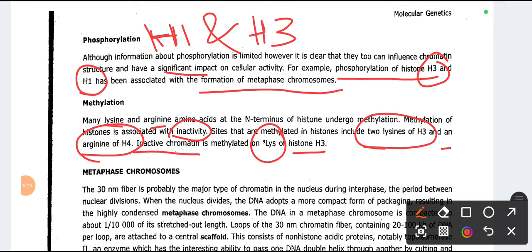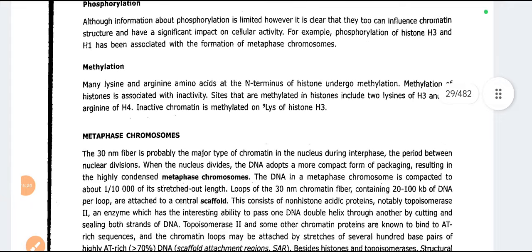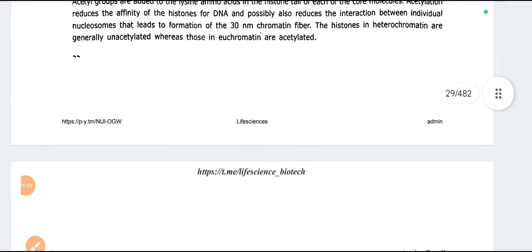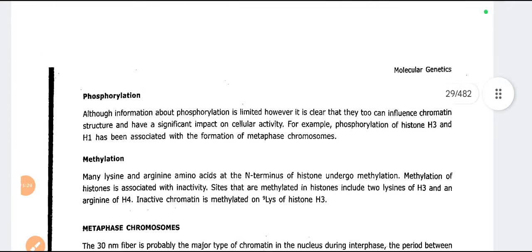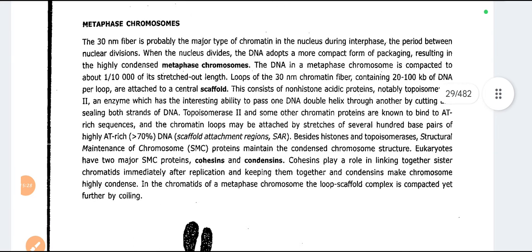Okay. So that was the different kinds of modification seen in histones. Phosphorylation is rare in H3 and H1. Next, coming to the metaphase chromosome.